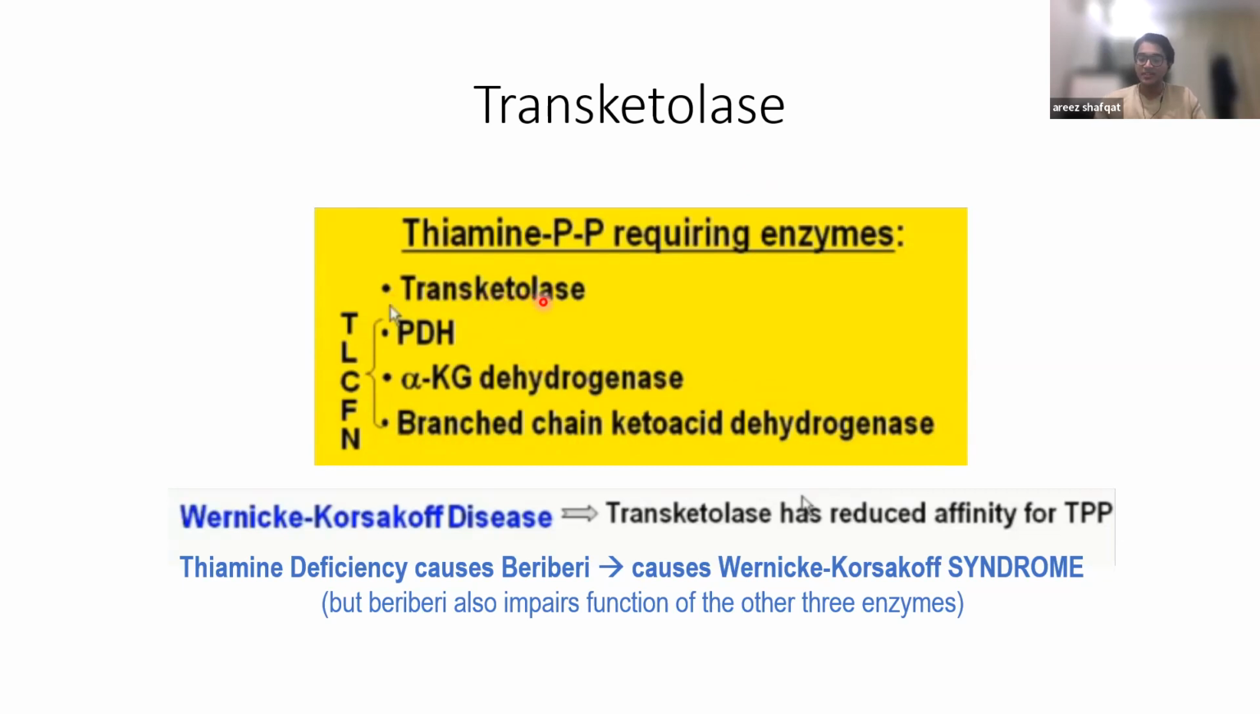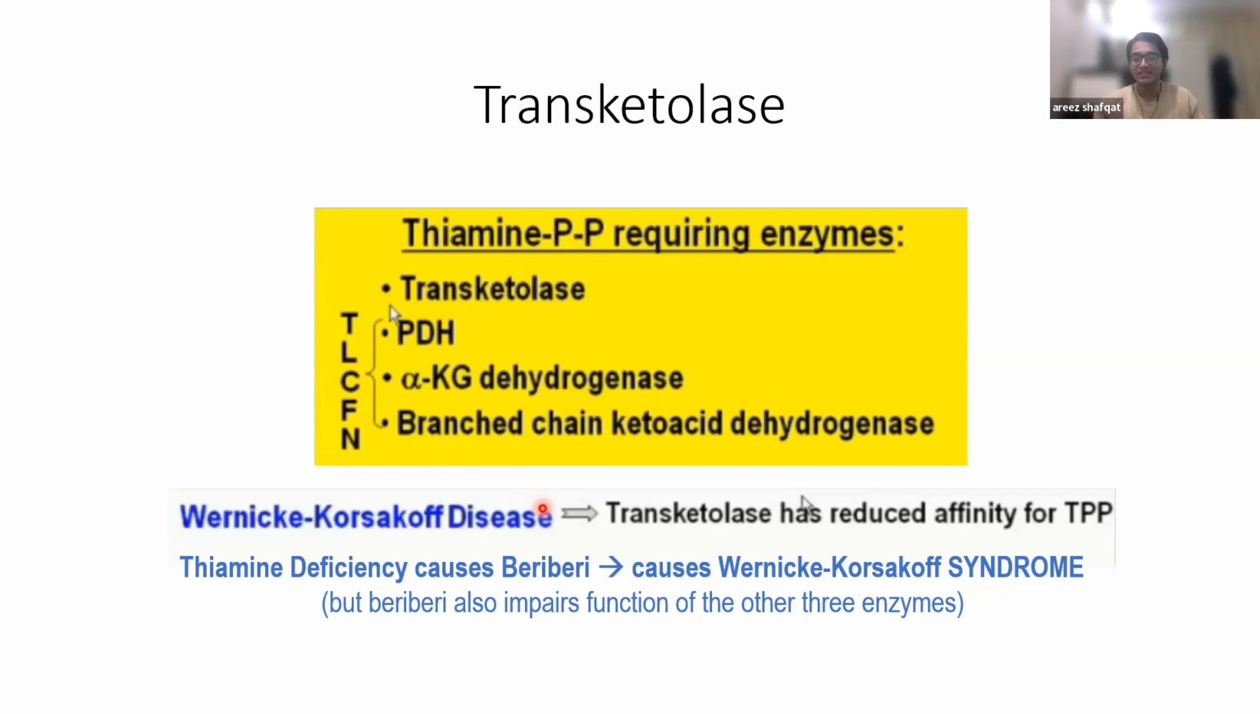So the difference between transketolase and these three enzymes is that these three enzymes also require lipoic acid, coenzyme A, FADH2, and NADH to function. So these are TLCFN requiring enzymes. Transketolase is not a TLCFN requiring enzyme. It only requires thiamine, right? Now, there's a genetic disease where transketolase can't bind TPP or thiamine pyrophosphate normally. If it can't bind thiamine pyrophosphate normally, the enzyme doesn't function. And those pathways I showed you in the previous slide, they don't work. And this affects the brain.